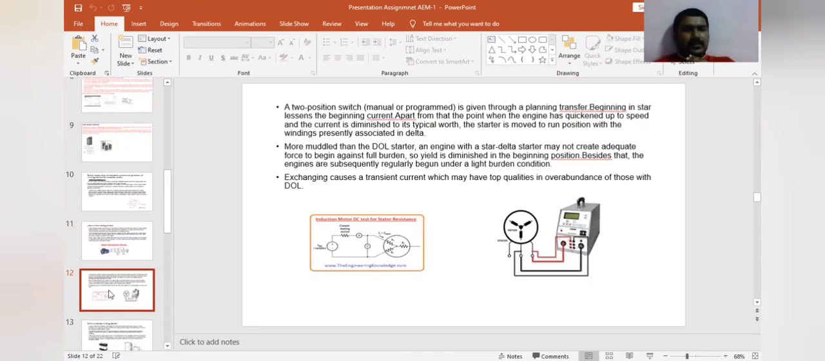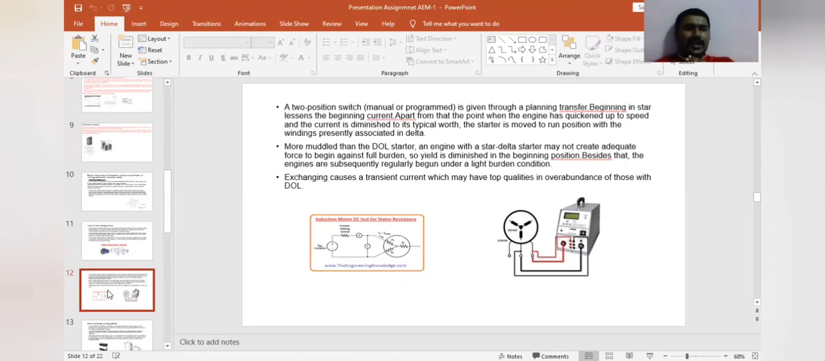After that, the two-position switch manual program is given through the timing relay, starting the current. As the motor accelerates to speed, the current decreases to its normal value. The starter is moved to the run position with the windings now connected in delta. Compared to a DOL starter, a motor with a star delta starter may not create adequate torque to start against full load, so output is reduced in the starting position. Besides that, the motors are therefore usually started under light load conditions.